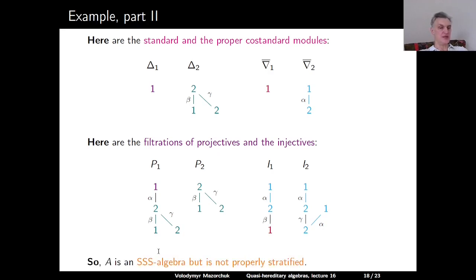So our algebra is an SSS algebra, but it is not properly stratified because projective modules do not have proper standard filtrations and injective modules do not have costandard filtrations. I2 is a costandard module and there is no quotient of I1, which is I2.